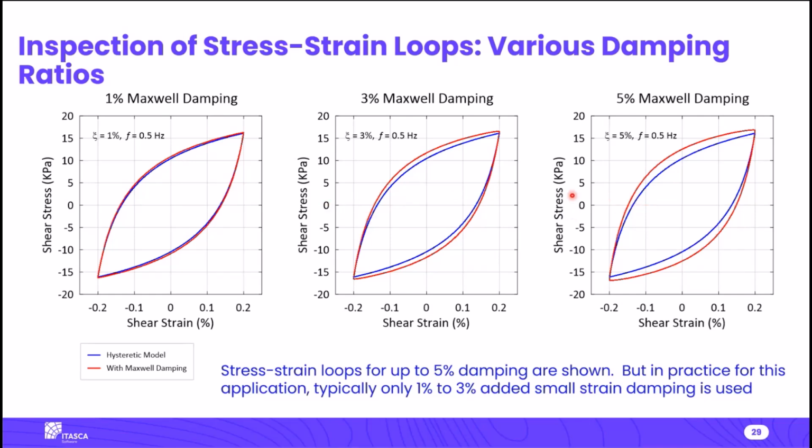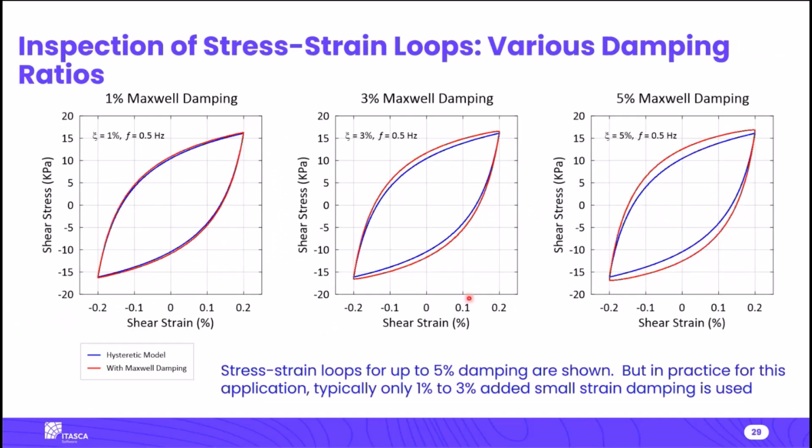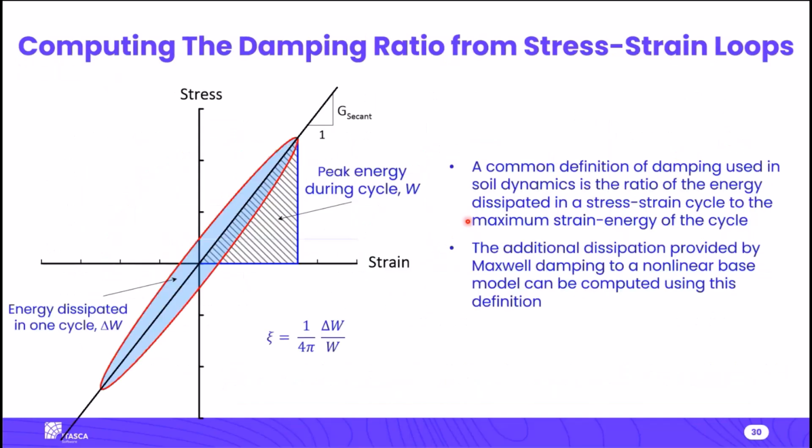So that's individual stress strain loops, and that's the qualitative picture. I mean, that looks pretty reasonable. But then we want to do the quantitative aspect and measure the actual added damping that Maxwell damping has provided. So we're using the typical energy approach, computing damping from the area of the stress strain loop. This is the typical calculation that's done in soil mechanics.